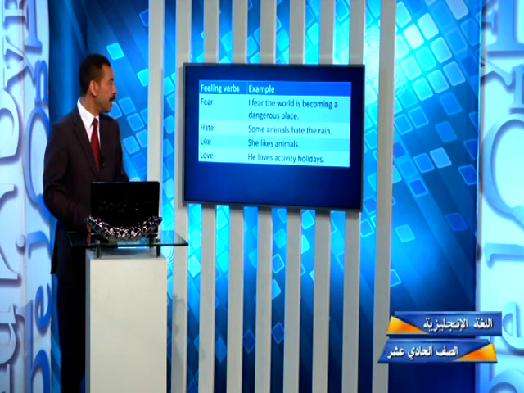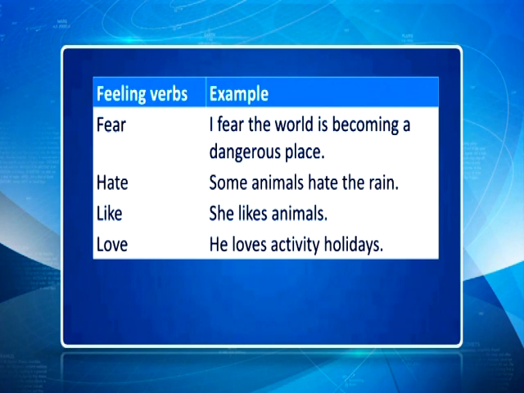For example, fear, I fear the world is becoming a dangerous place. Or hate, some animals hate the rain. Like, she likes animals, and love, he loves activity holidays. Again, we cannot say he is loving or he is hating.